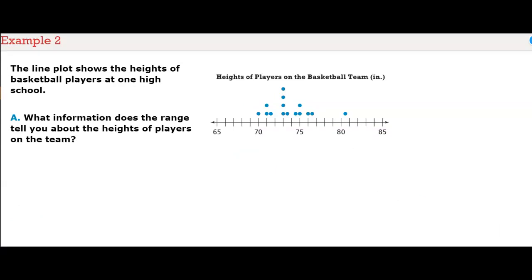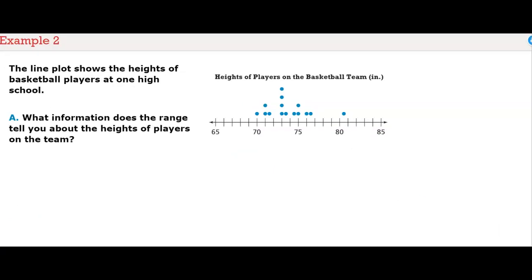The line plot shows the heights of basketball players at one high school. Part A. What information does the range tell you about the heights of players on the team?